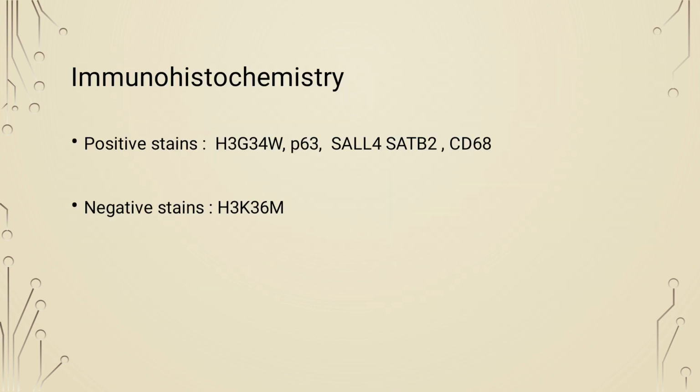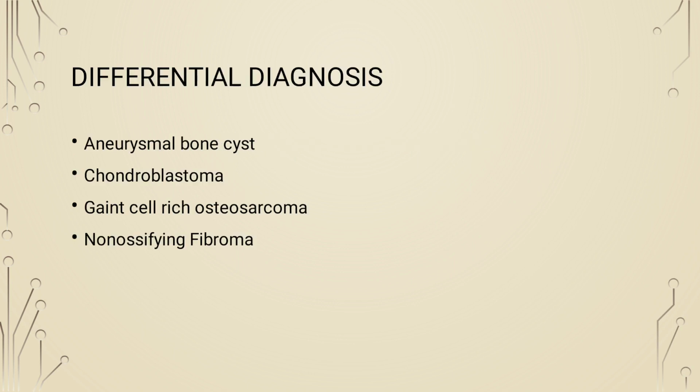Immunohistochemistry. It stains positively for H3G34W, P63, SALL4, SATB2, CD68. Negative stain is H3K36M. Differential diagnosis: aneurysmal bone cyst, chondroblastoma, giant cell rich osteosarcoma, non-ossifying fibroma.